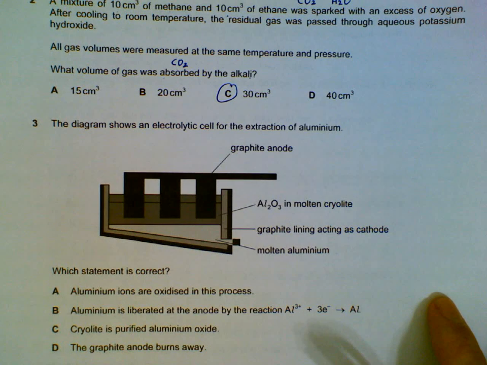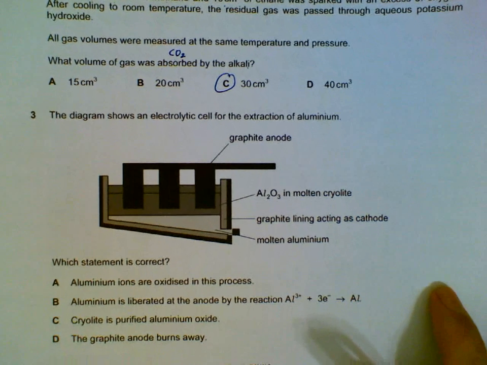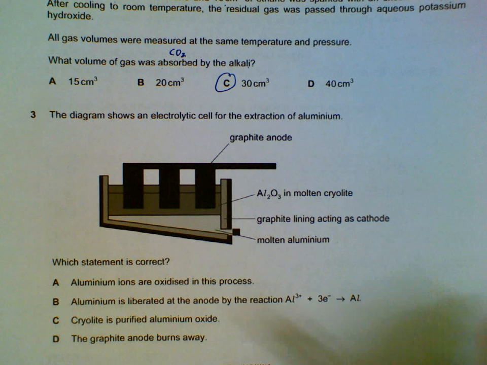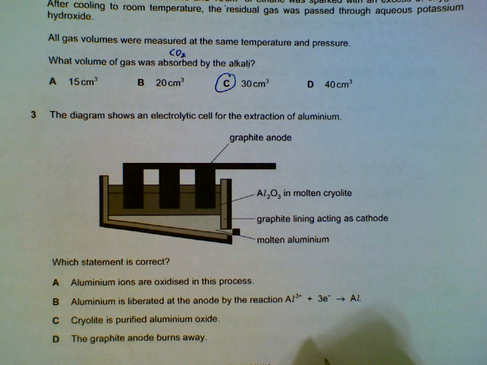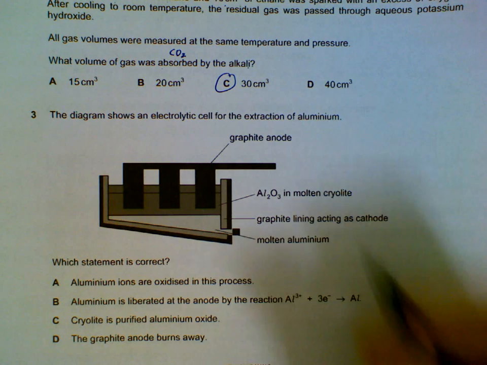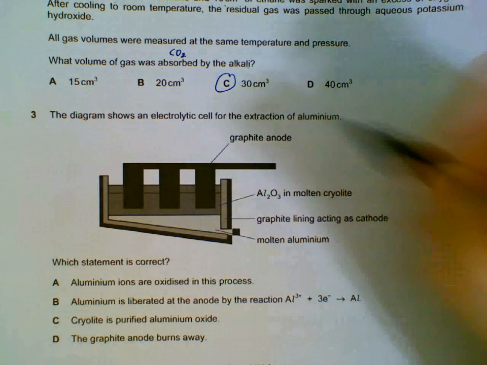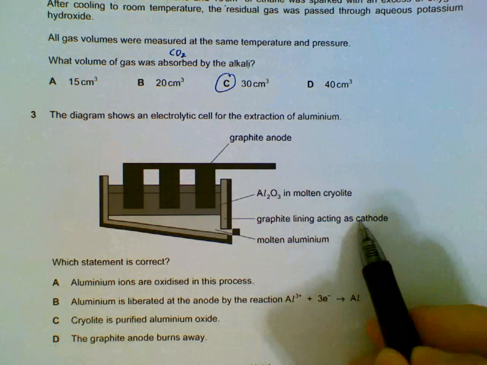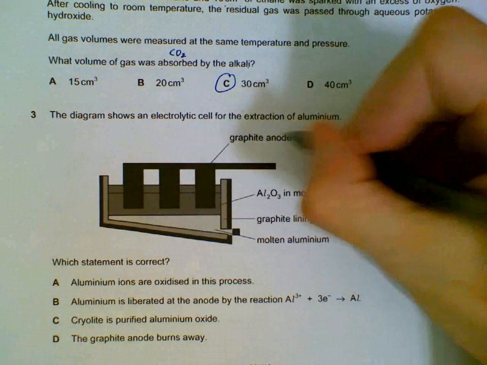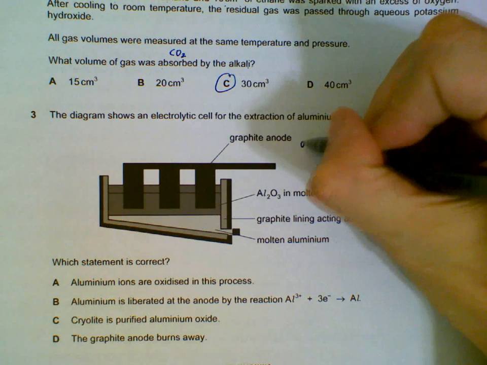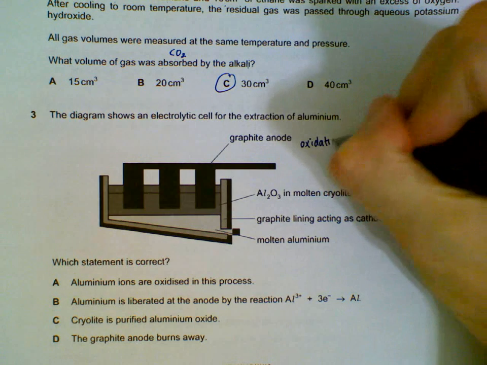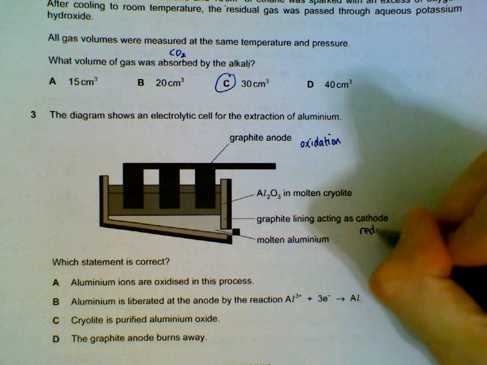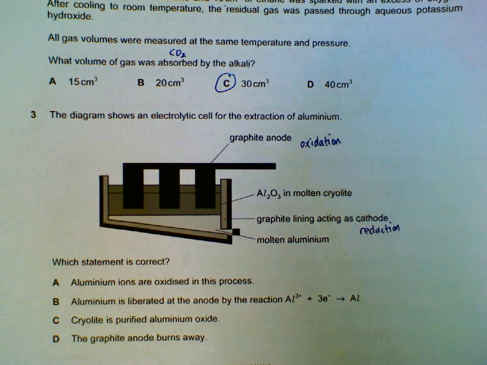Question 3 is on electrolysis of aluminium oxide, extraction of aluminium. So a quick recap on the concepts involved before we go to the options. We have the graphite anode and the graphite cathode. Now it will be useful to remember that oxidation takes place at the anode, and for the cathode it will be reduction.